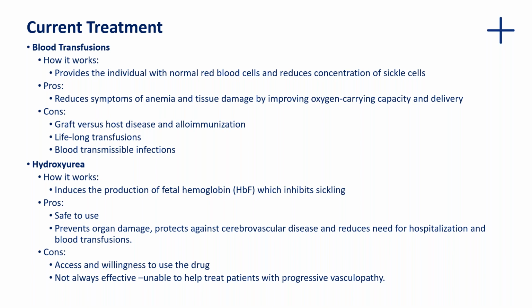The hydroxyurea works by inducing the production of fetal hemoglobin, which inhibits sickling. It is safe to use, it prevents organ damage, protects against cerebrovascular disease, and reduces the need for hospitalization and blood transfusion. However, access to the drug, patients don't always have availability, and some are not really willing to use the drug. It is not always effective, and it is unable to help treat patients that have a progressive vasculopathy. Next slide, please.